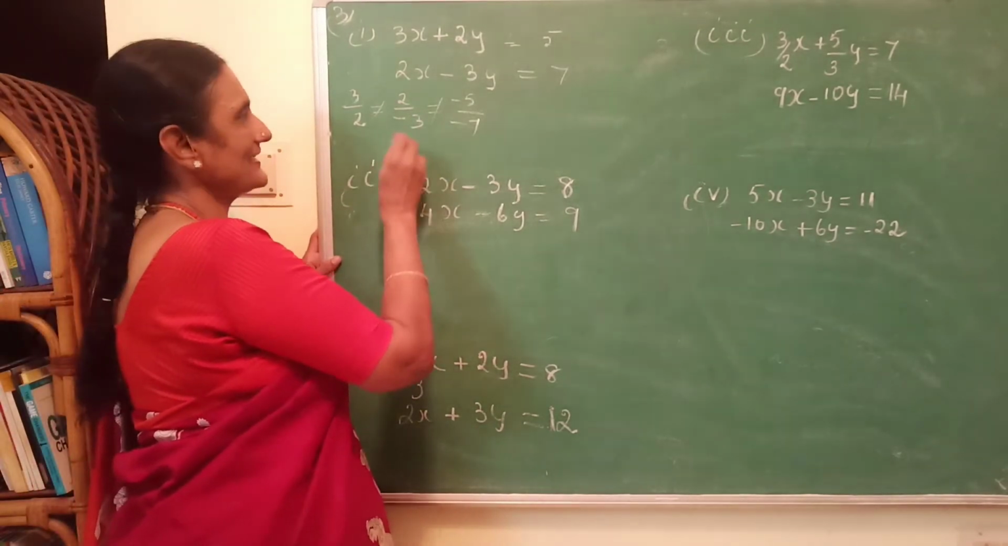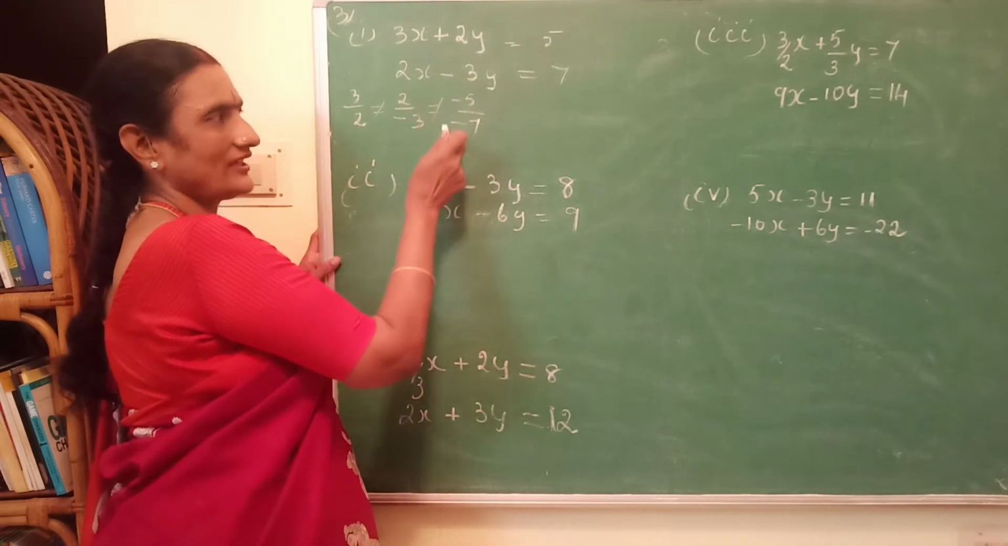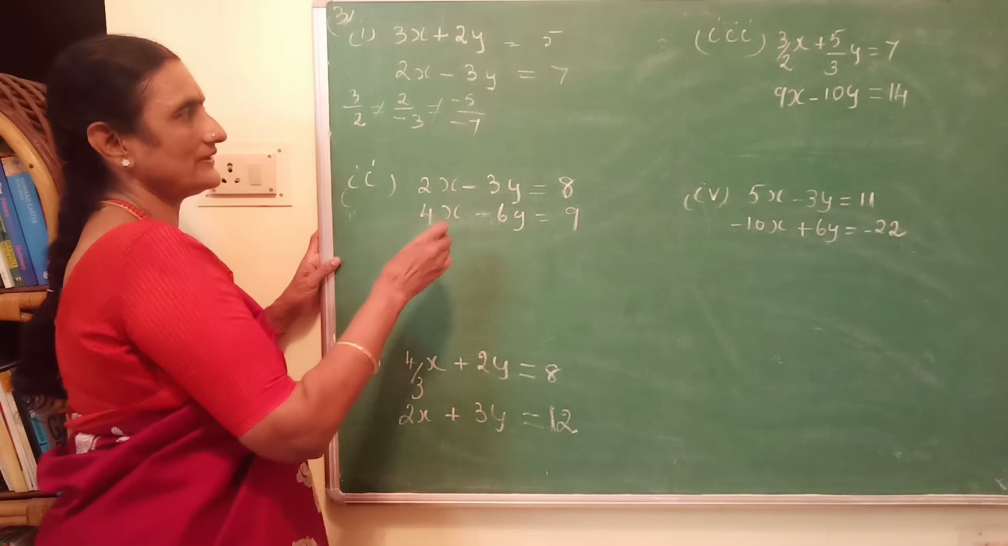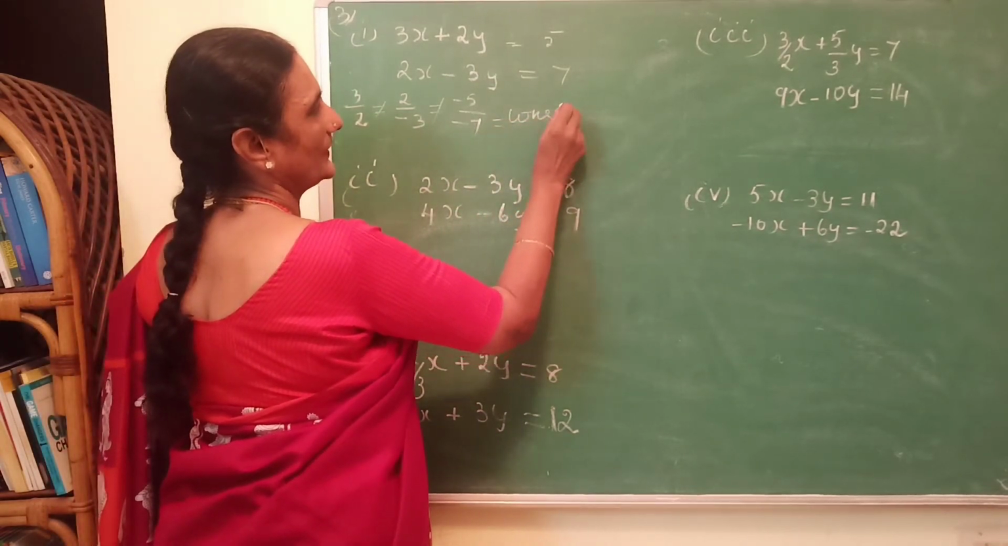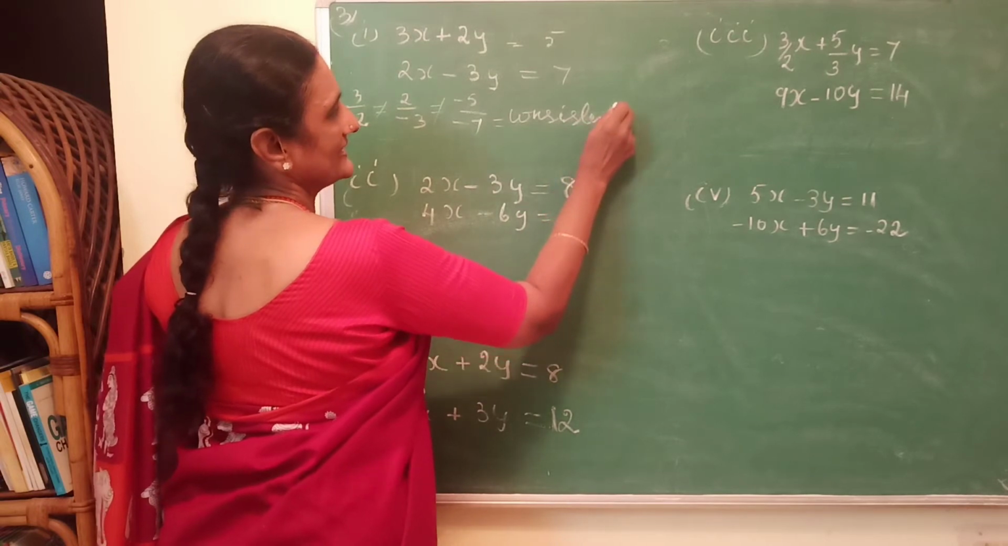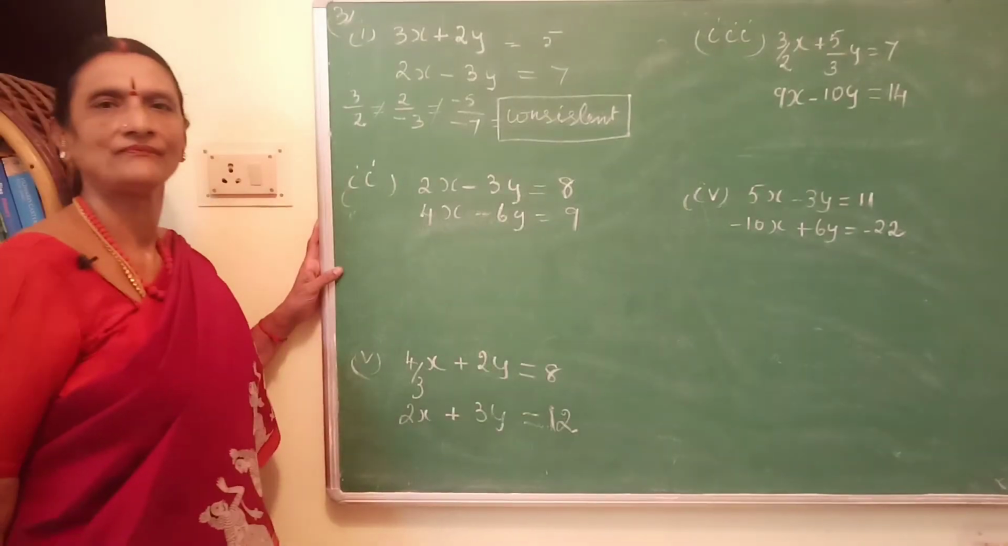Therefore, we can say that A1 by A2 is not equal to B1 by B2 is not equal to C1 by C2. Therefore, this equation is consistent. We can write like this: the equations are consistent. So, that is your first result.